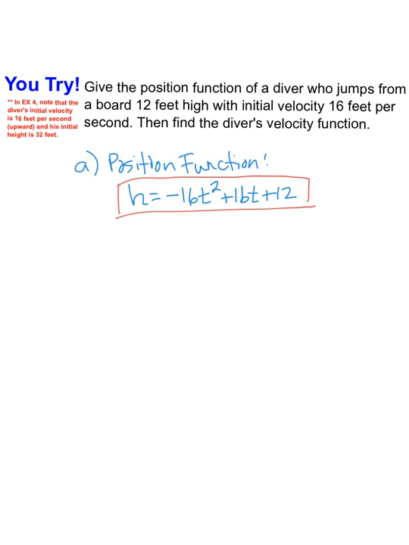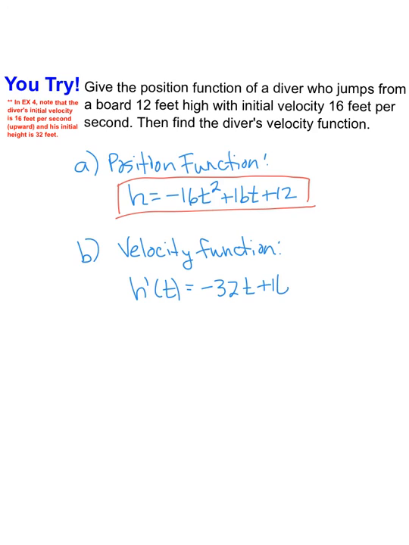And then part B, the velocity function. So then we're just going to take the derivative of part A. So h prime of t is equal to negative 32t plus 16. So that did not change from the example that we just did.